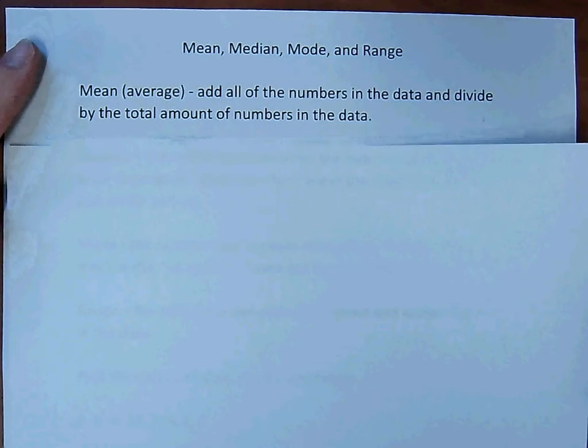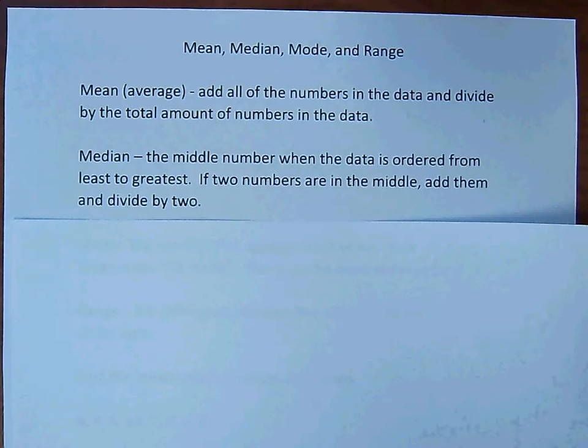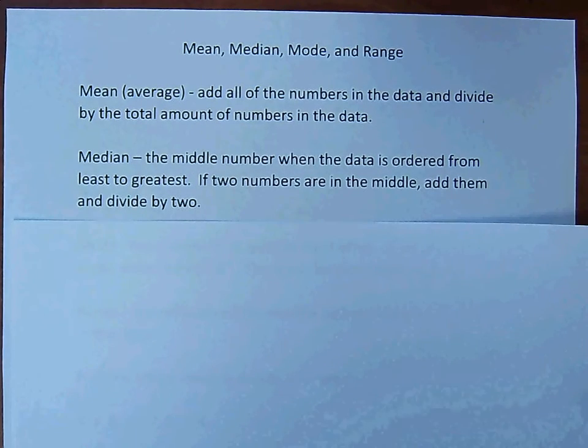The median is the middle number when the data is ordered from least to greatest. It's very important that you make sure your data is organized from least to greatest. If two numbers are in the middle, you add them and divide by 2. So what you're doing is finding the mean of the two middle numbers.